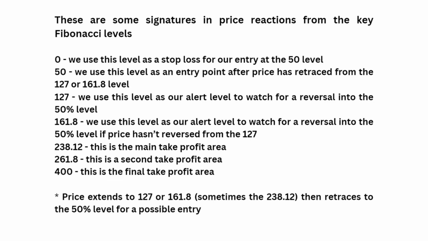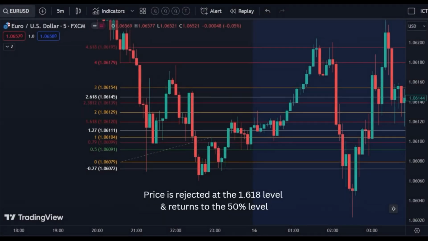238.12: this is the main take profit area. 261.8: this is the second take profit area. 400: this is the final take profit area. Note, price extends to 127 or 161.8. Sometimes it goes to the 238.12, then retraces to the 50% level for a possible entry. Let's take a look at some examples.